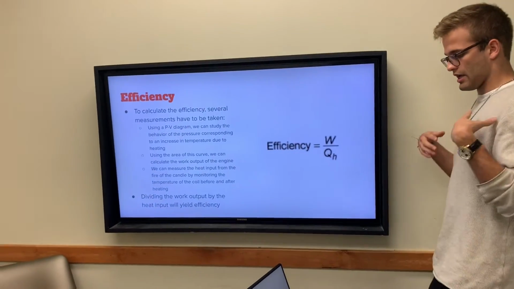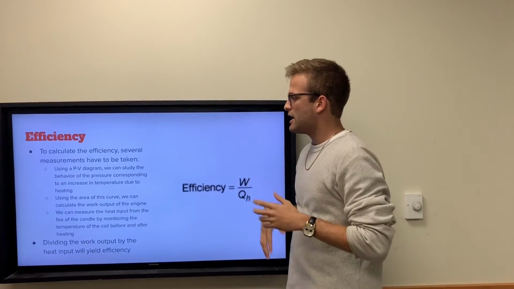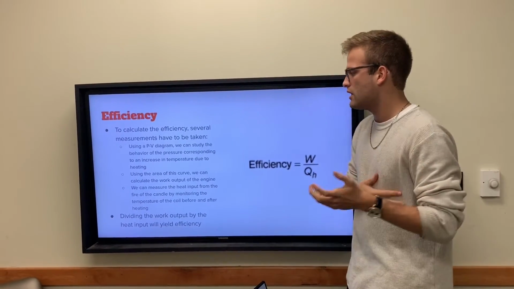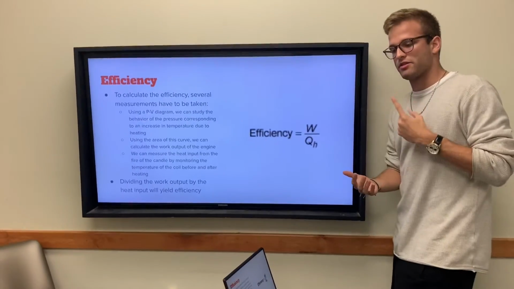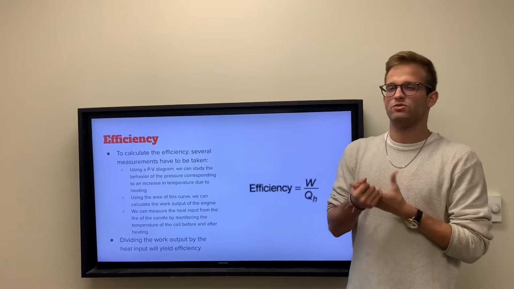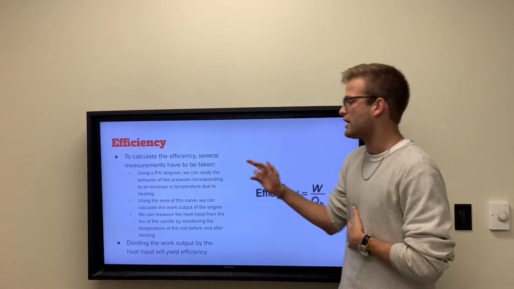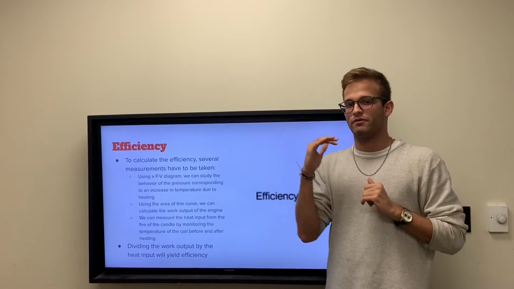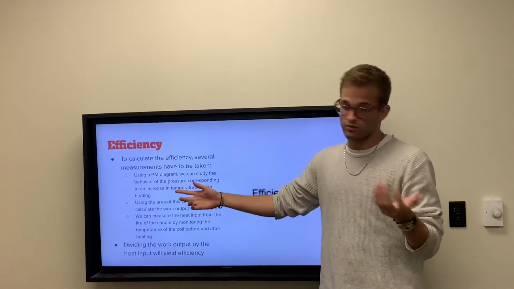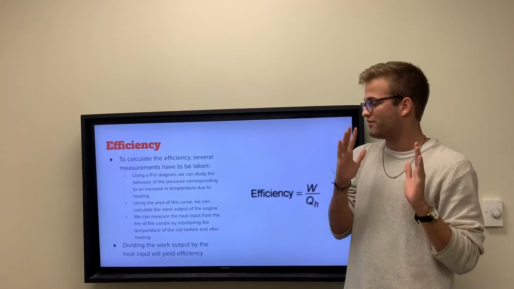Alright, so how do we quantify the efficiency in a physical sense? Theoretically, to calculate the efficiency, several measurements have to be taken. Since neither the pressure nor the temperature is constant in this engine, you can't use the first three assumptions. So what you'd have to do is use a PV diagram to study the behavior of the pressure corresponding to the increase in temperature due to the heating. Using the area of that curve, you can calculate the work output of the engine.